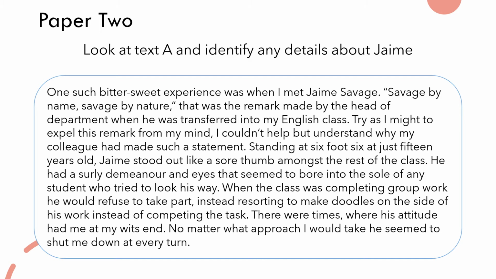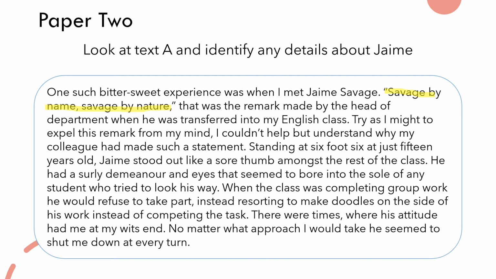The first thing that comes up is when it mentions his name. So his full name is Jamie Savage, and it says there in the quotation, "savage by name, savage by nature." That is actually a really good one to use because this is giving us an impression that this student is potentially not very well behaved, might be violent, or might be quite aggressive. That's really open to a bit of interpretation.